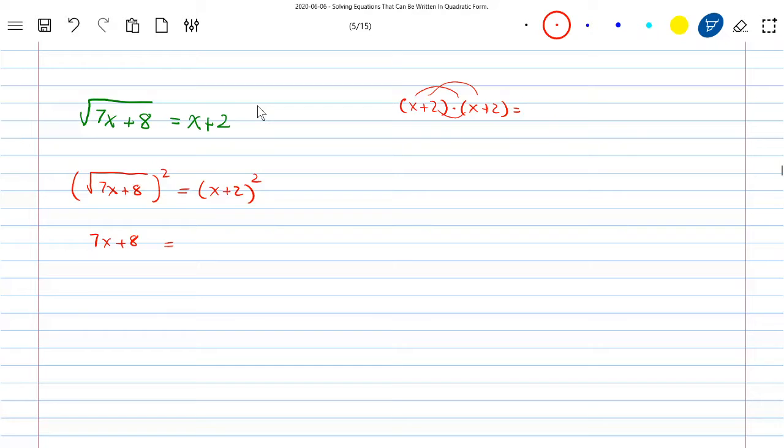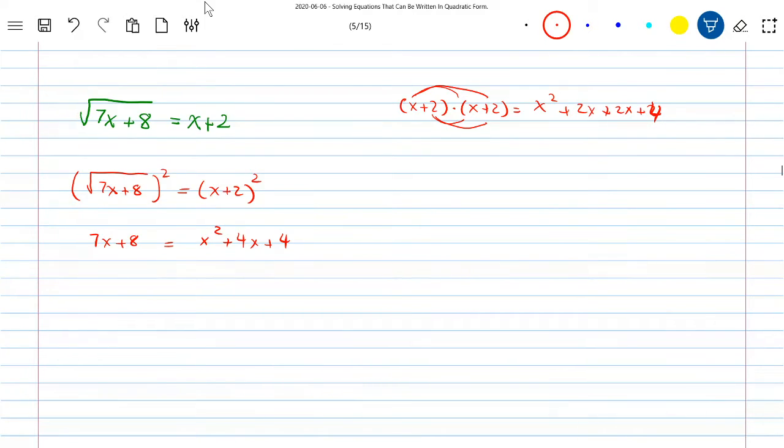Distribute. Okay, x times x, x times 2, 2 times x, and 2 times 2. This becomes x squared plus 2x plus 2x plus 4. So simply you will get x squared plus 4x plus 4. That is not 2 at the end; this is 2 times 2, which is 4.